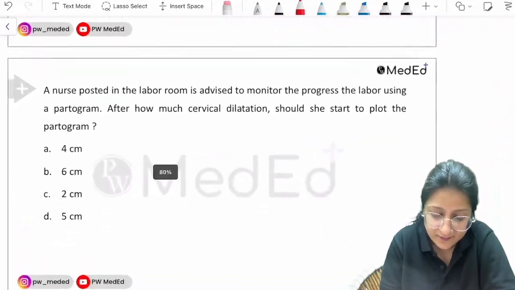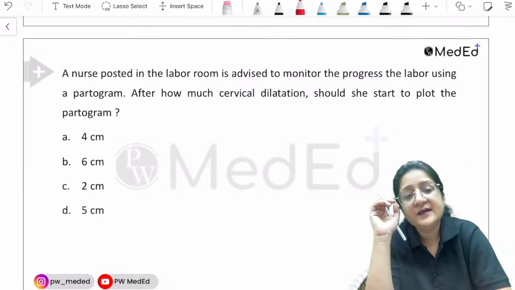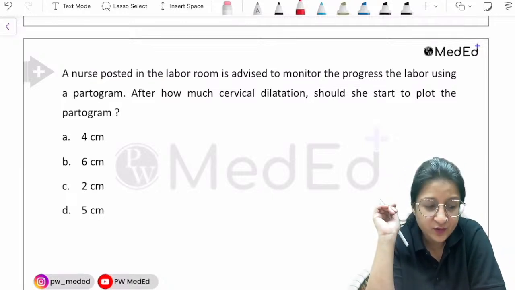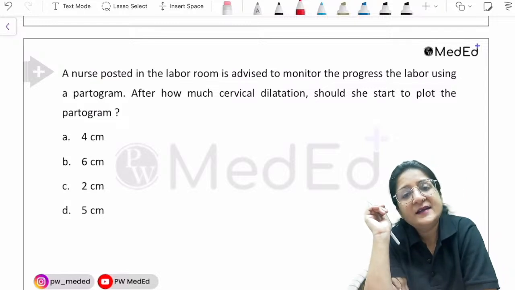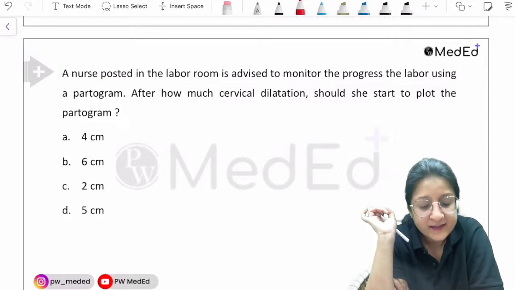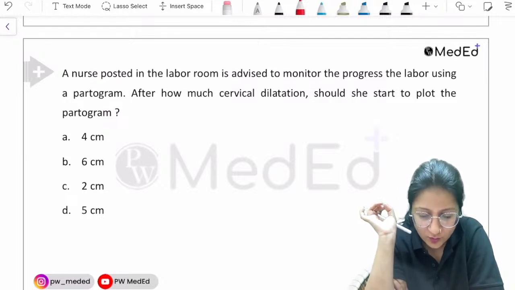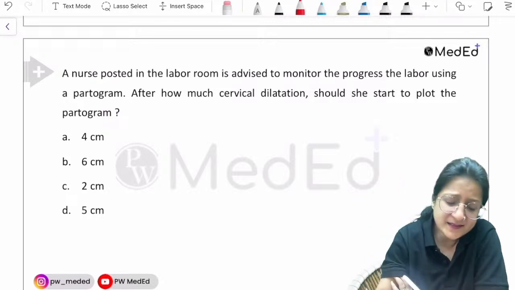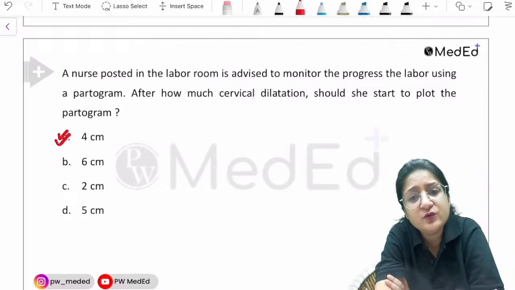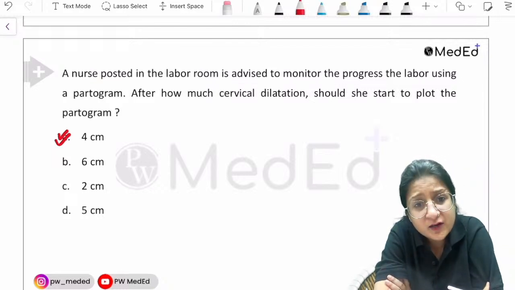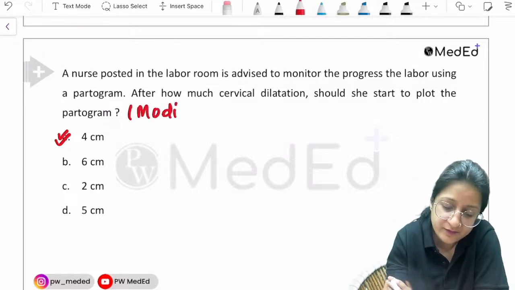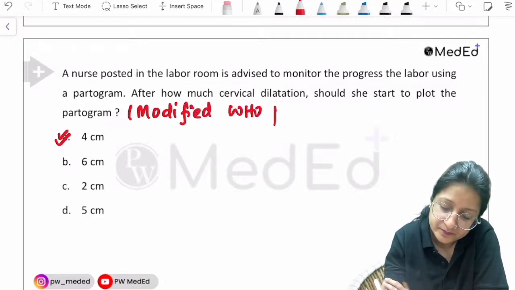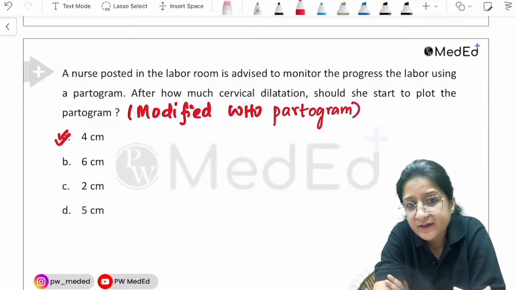Okay. Now, let's have a look at the next question. A nurse posted in the labor room is advised to monitor the progress of labor using a partogram. After how much cervical dilatation should she start to plot the partogram? So, plotting the partogram begins at 4 centimeter, isn't it? Once the woman is at 4 centimeter dilatation, that is when the plotting of the partogram begins. Okay, this is in the modified WHO partogram, in which there is no latent phase and we are plotting from 4 centimeter cervical dilatation.